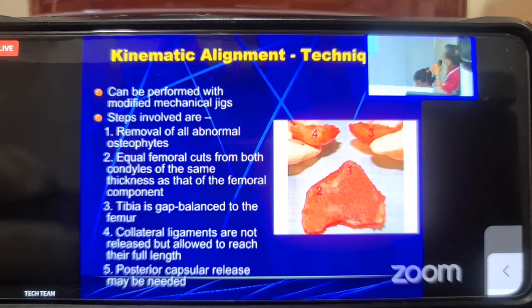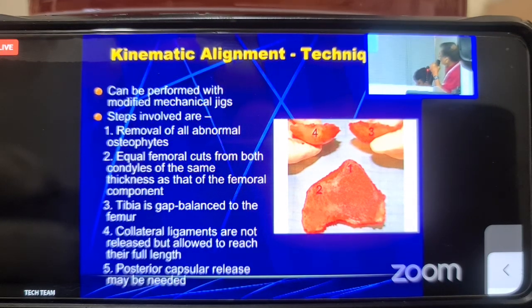Okay, now suppose you don't have all this, can you still do it? So this is the kinematic alignment technique by using the jigs. Can we perform with modified mechanical jigs? Removal of all abnormal osteophytes. That's the first step. Then equal femoral cuts from both condyles of the same thickness as that of the femoral component. Today, all of you who perform knee replacements will know that invariably you cut more on the medial tibial condyle and less of the lateral tibial condyle. But in a kinematic philosophy, you take equal cuts.